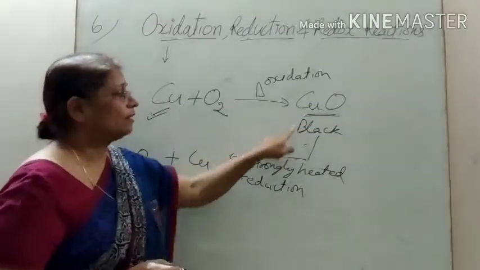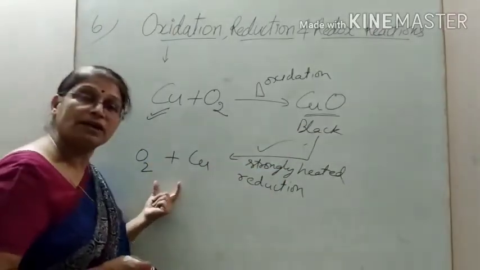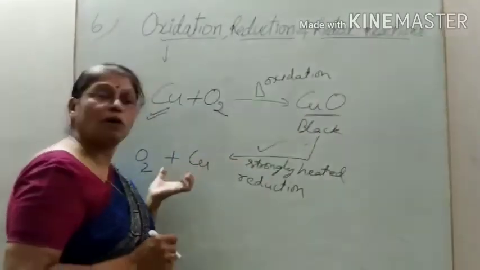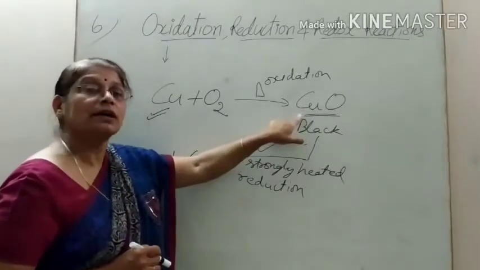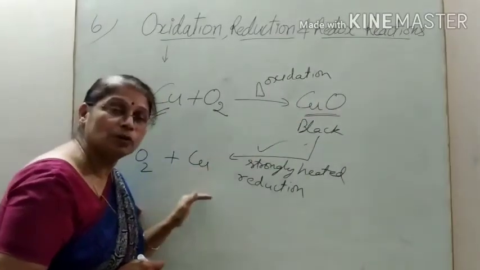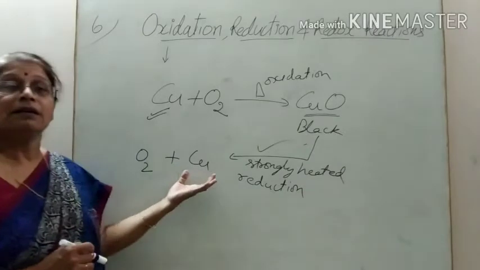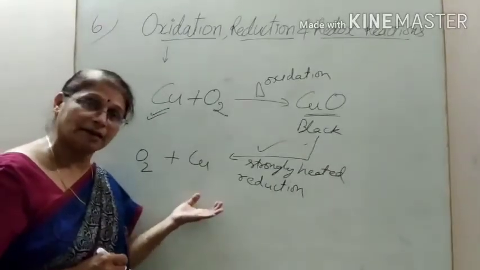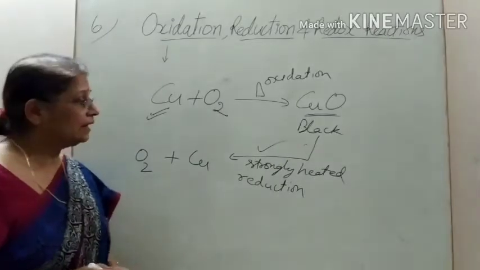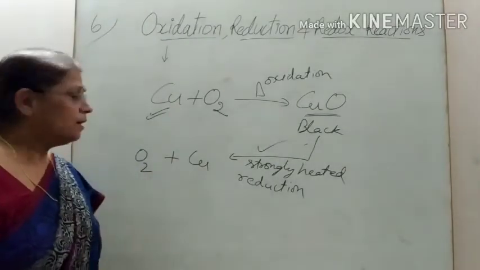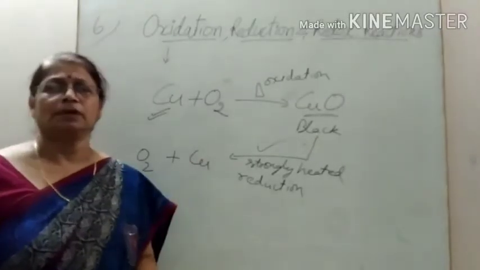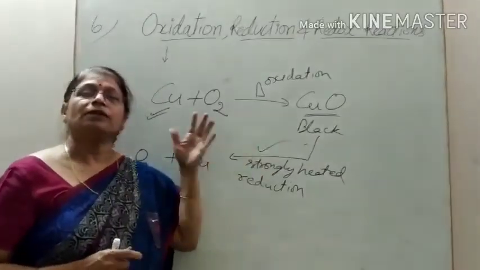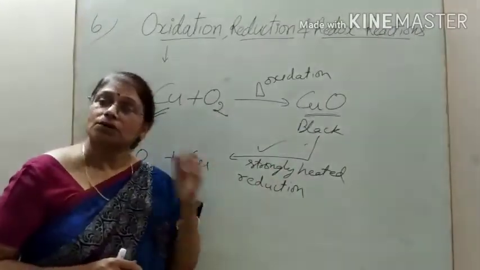But in this case, when copper oxide is heated strongly, it will lose its oxygen. So we can say, when any substance loses oxygen, this substance gets reduced. So copper oxide gets reduced by heating, and we get back the original copper. Clear? So the black colored substance comes back to its original form. So this step is reduction. Oxidation and reduction. I have given the notes previously, so consult these notes and revise oxidation and reduction.